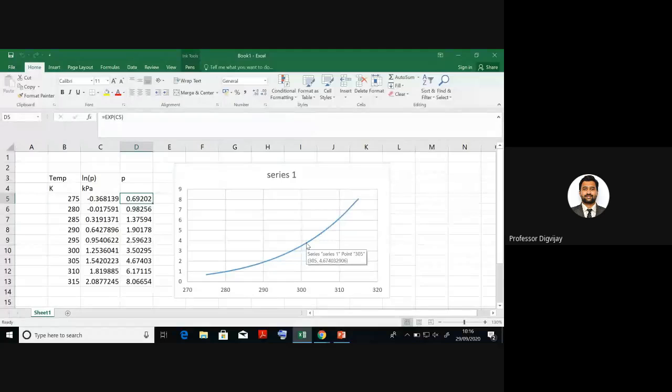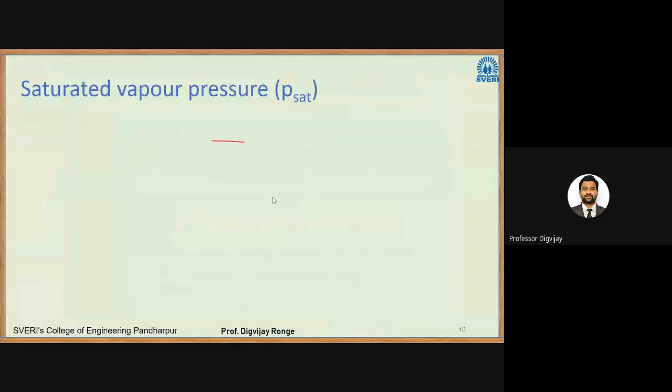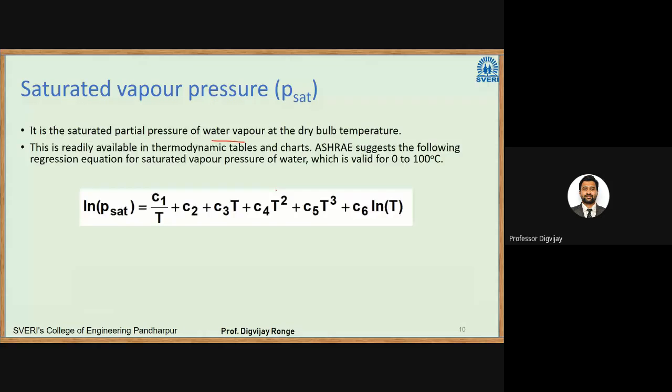You can also draw this graph. This graph I have drawn using this formula, and you can do the same. You can take various temperature values and just put in the formula for the saturated partial pressure, and then you will get the values for the various temperatures. Then you can get the graph, as I showed you in the Excel file.